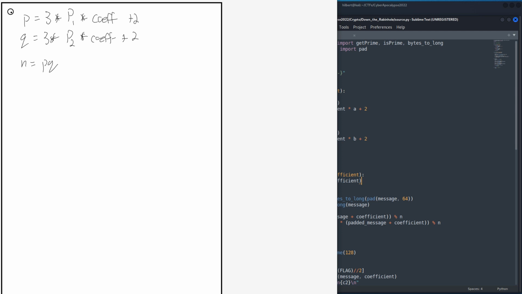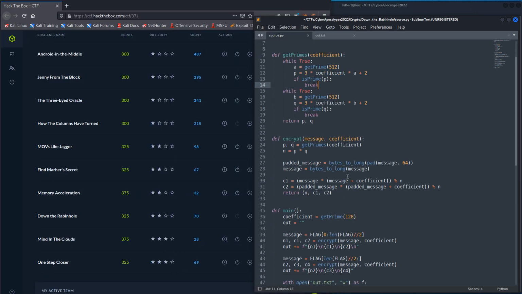Well, we can kind of figure out the order of what N is because we know that the coefficient is 128 bits. We're multiplying it by a number that is 512 bits. We're multiplying it by 3, which is 2 bits. So we know that that is, what is that, 642 bits. Same for Q. And then we know then that N is going to be 1284 bits.